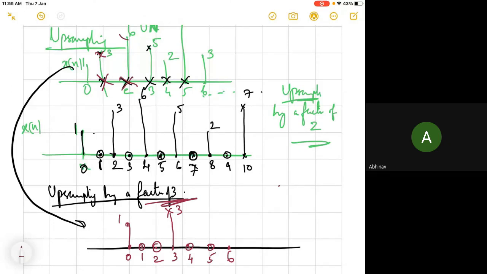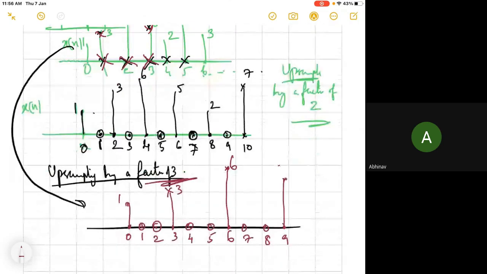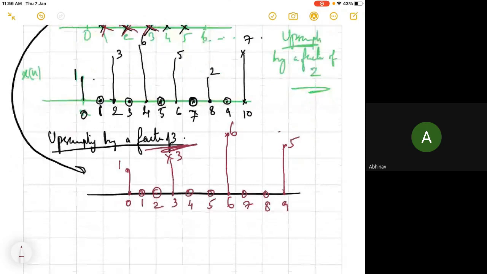The position 2, that is 6. This 6 will come. Now you put 2 zeros. At 7 and 8 you don't have any value. At 9 you take the value at the third position, which is 5. So 1, 3, 6, yeah, correct. Then you have 5. So this is the upsampled by a factor of 3 signal.